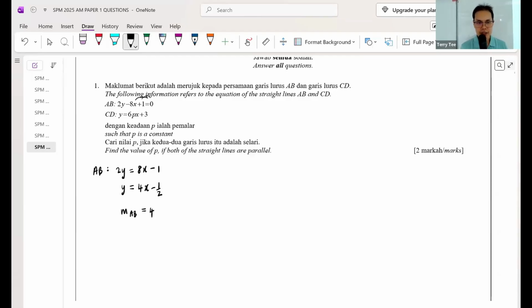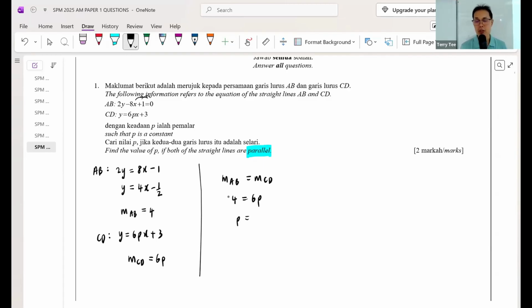Then for CD, you notice it is already written in the form of y equals mx plus c. So what is the gradient of CD? Gradient of CD is 6p. Now, if both lines are parallel, they must share the same gradient. Your gradient AB must be the same as gradient of CD. So therefore, 4 equals 6p. p is 4 divided by 6, which is 2 over 3. Okay? Simple, right?